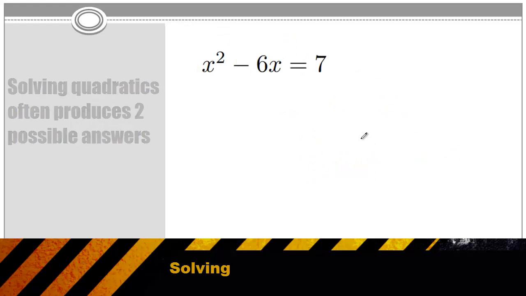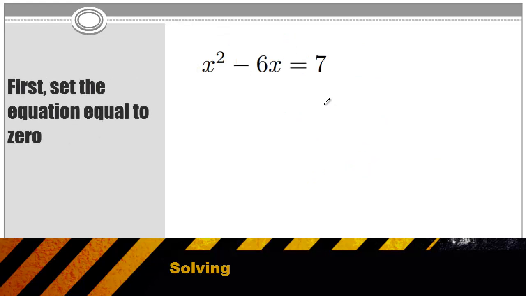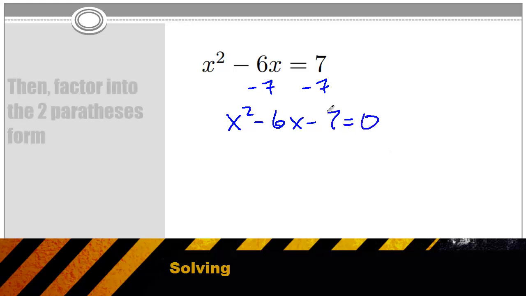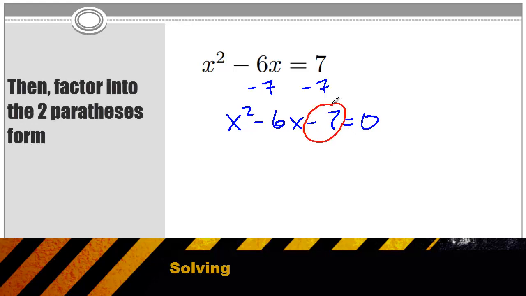We can solve this quadratic by, again, setting its factored form equal to 0. So first, I want to make this expression equal to 0. So I'm going to subtract 7 from both sides. And I get the equation that x squared minus 6x minus 7 is equal to 0. Then I'm going to brainstorm and look for two numbers that will multiply to negative 7 but add to negative 6. I could make a list, and eventually I would come across that negative 7 and a positive 1 would multiply to negative 7 and add to negative 6.